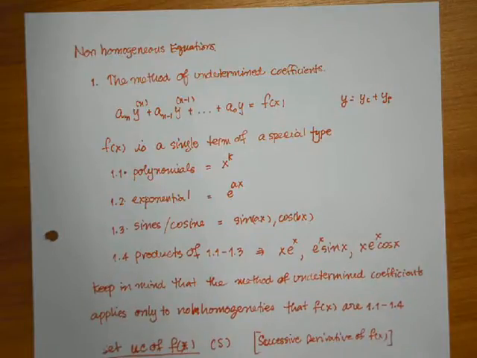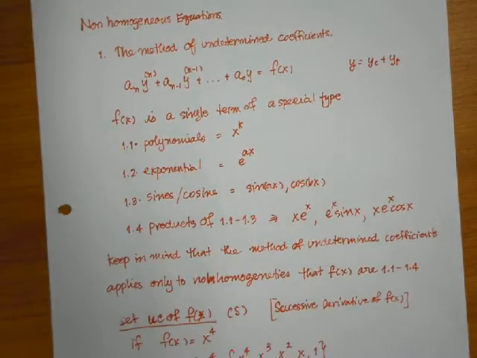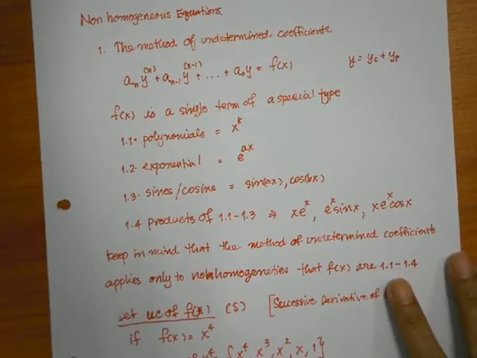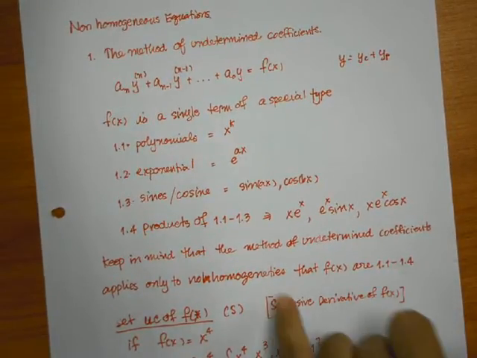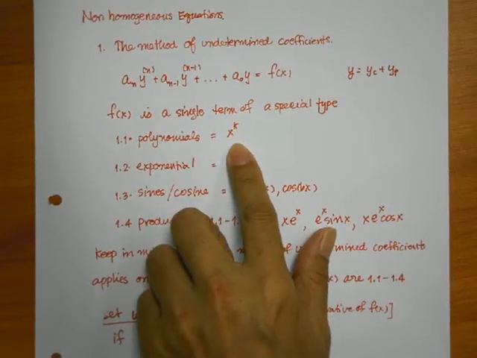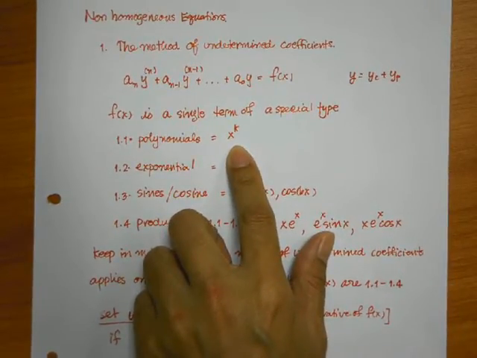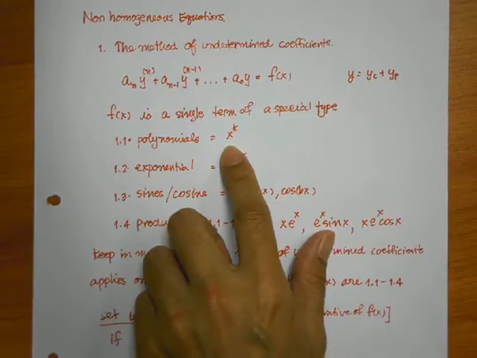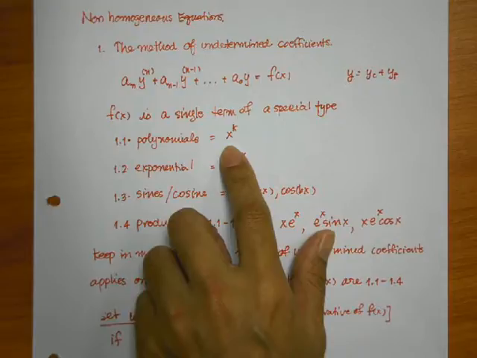The first method that we are going to use is called the method of undetermined coefficients. With this method, we are going to consider f(x). F(x) is going to be in particular functions as follows. F(x) could be a polynomial, or the powers of x, in this form: x to the power k. K has to be a positive integer. It cannot be a fraction.